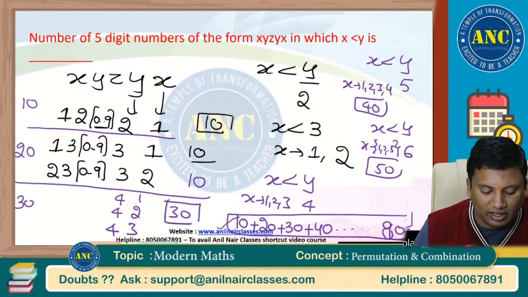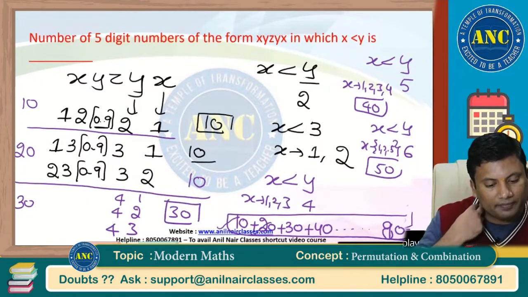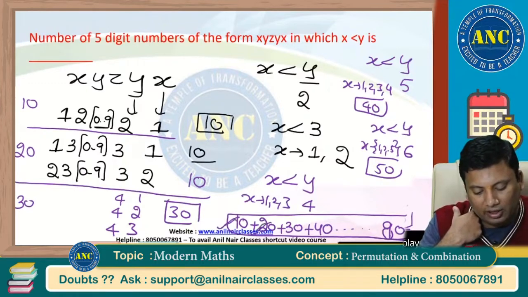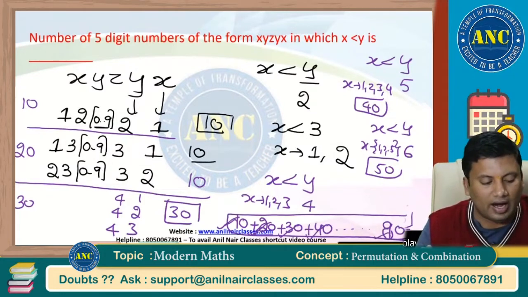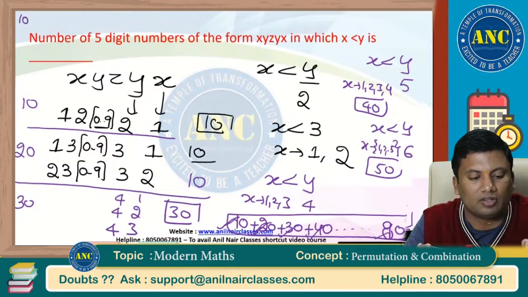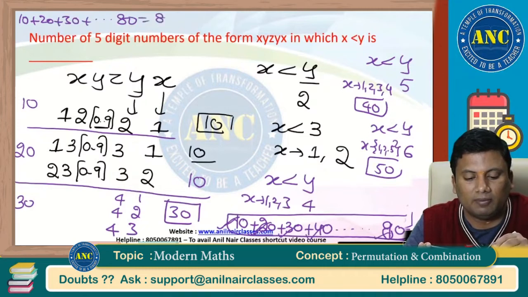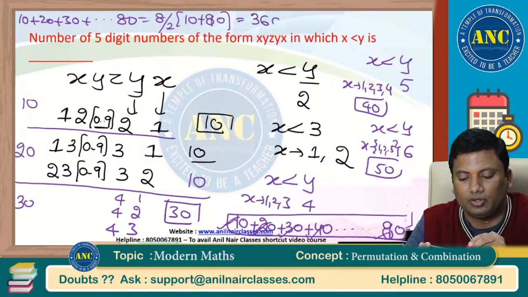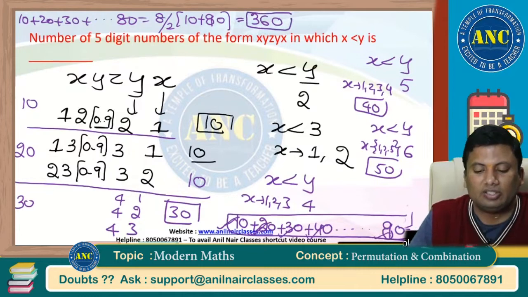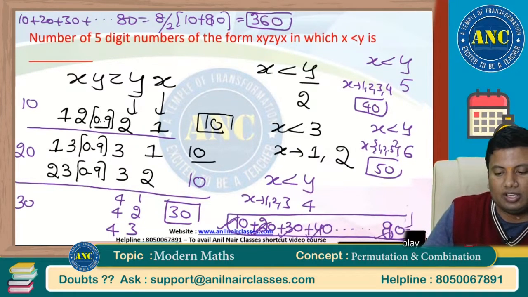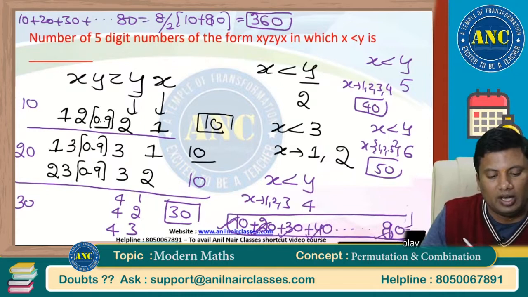These are y value 2, y value 3, y value 4, y value 5, up to y value 9. So add all these values: 10, 20, 30 and so on up to 80. These are nothing but 8 by 2 into (10 plus 80), which is 45 into 8, which is nothing but 360. I hope the idea is clear.